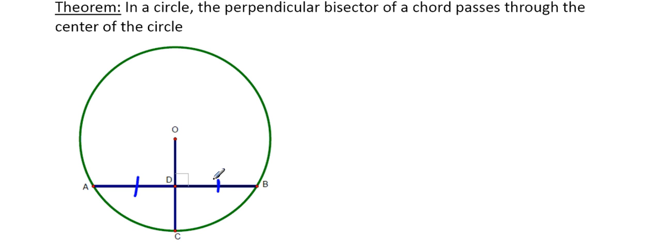The converse of that is true as well. Anytime that you have a radius that chops the chord into 2 equal pieces, we know that the radius and the chord have to be perpendicular to each other. And then the last one kind of ties both of those together and says that the perpendicular bisector of a chord has to be passing through the center of the circle.